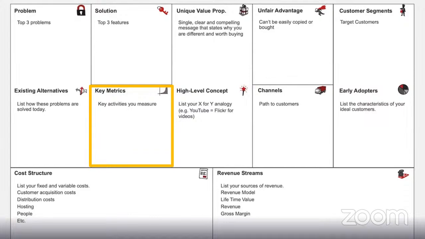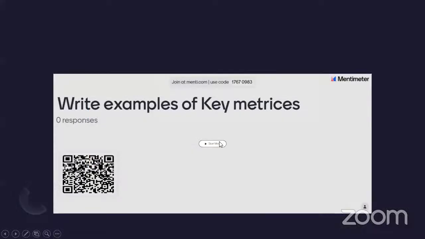Finally, and last but not least, you need to write down the key metrics, the key activities that you will measure to know if you are succeeding or not. So if you're getting money, you're getting leads, you're getting hits on your records, what you are going to measure to know if you are on the right path or not. So if you can share examples of the key metrics, this will be good.